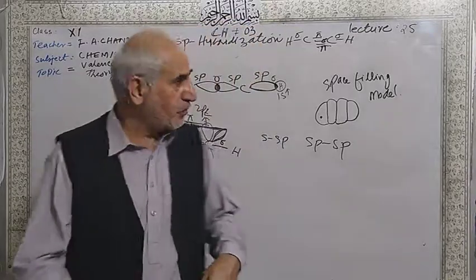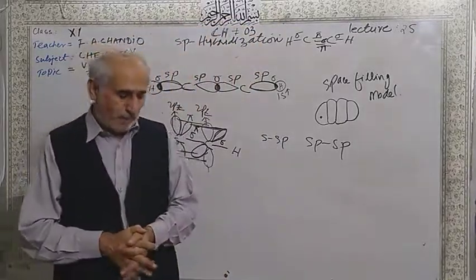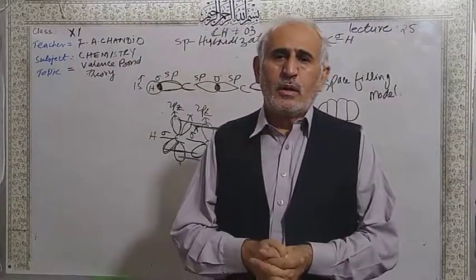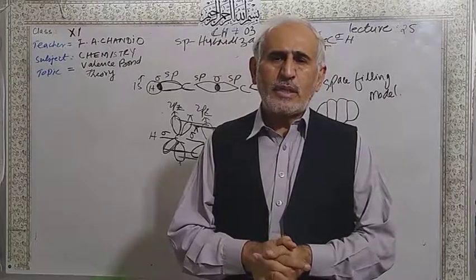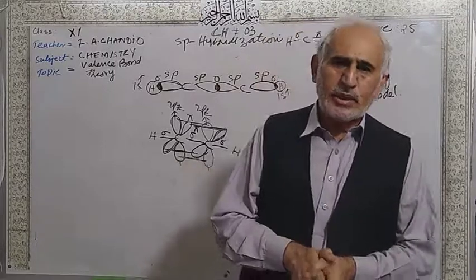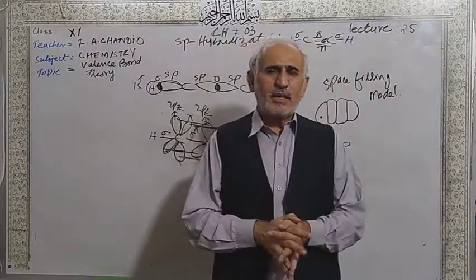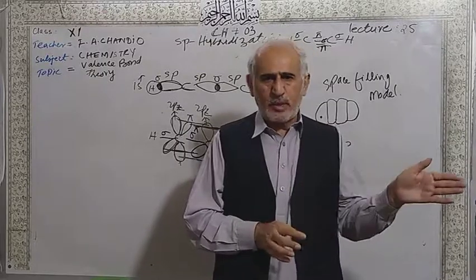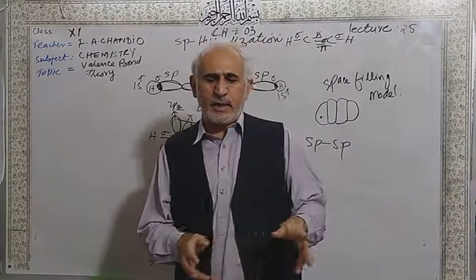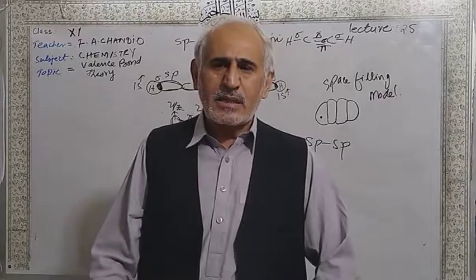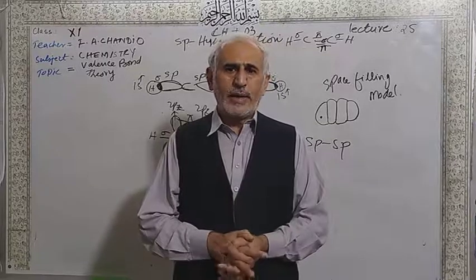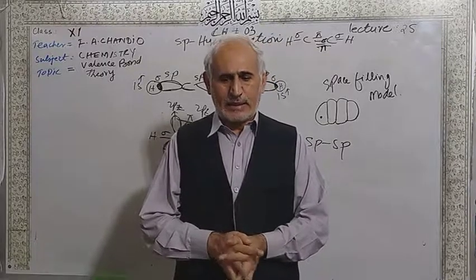So dear students, this is the end of the valence bond theory. We completed all kinds of hybridizations. In sp3 hybridization we completed three examples: methane, ammonia and water. In sp2 hybridization we completed two examples: boron trifluoride and ethene gas. In sp hybridization we also completed two examples: beryllium dichloride as well as acetylene gas.